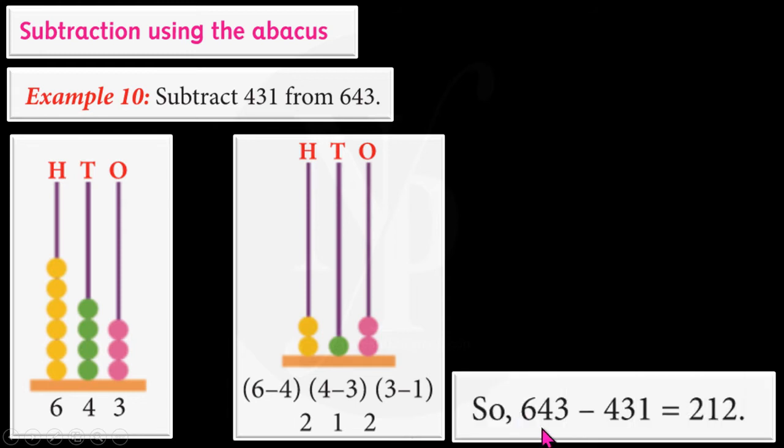So 643 minus 431 is equal to 212. So this is how we can make use of an abacus for subtraction.